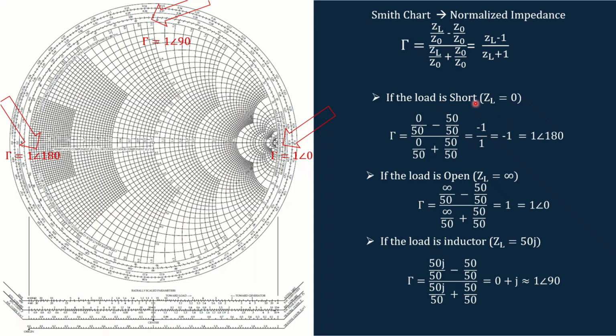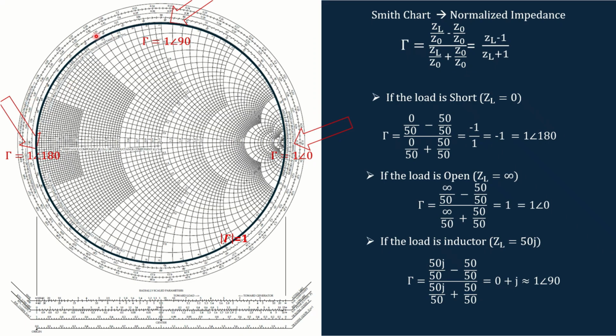So in all these cases, the short, the open and the purely inductive case like 50j, you can see that the magnitude is 1. Here you can see that the magnitude is the same, which is 1, but there is a change in the angle. For the short, the phase is 180 degrees. For the open, the phase is 0 degrees. And for a purely inductive load like 50j, the phase is 90 degrees.